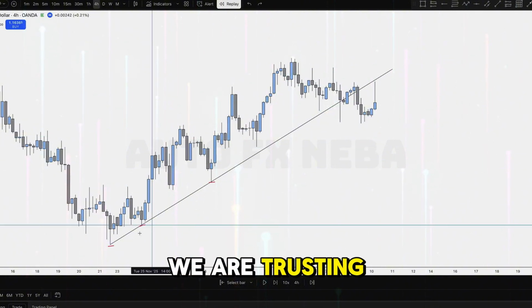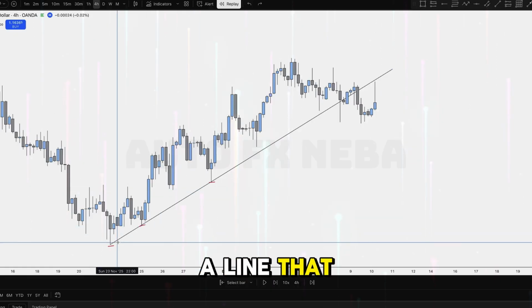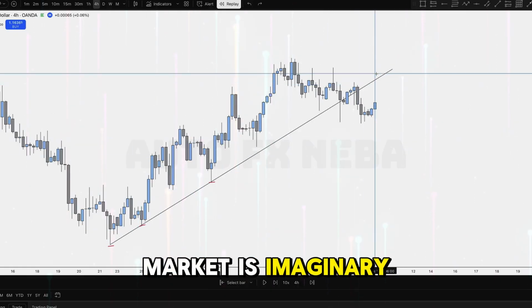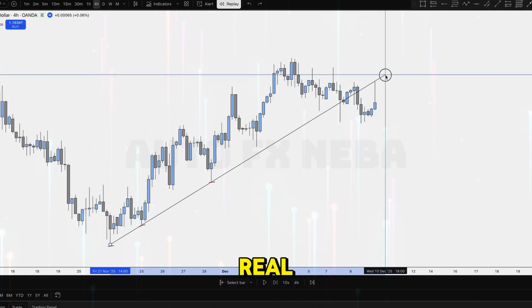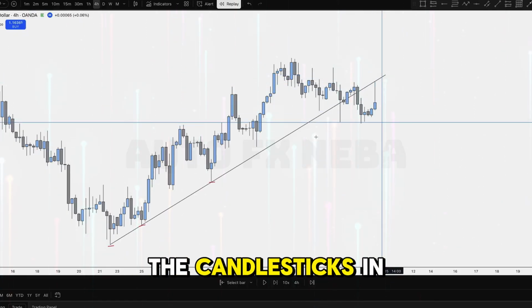And it's that we are trusting a tool or a line that realistically in the real market is imaginary. It only exists because we just drew it on. We are trusting this over the real structural printing of the candlesticks in question.